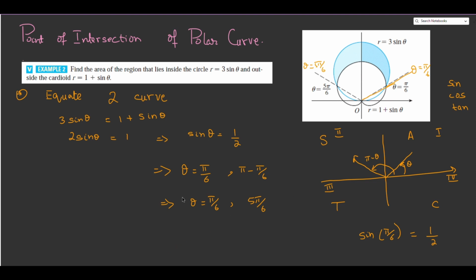What you need to do is equate the two polar curves and then find all the possible values of theta. After finding these values, you can substitute the value of theta in the given polar curves and also find r.